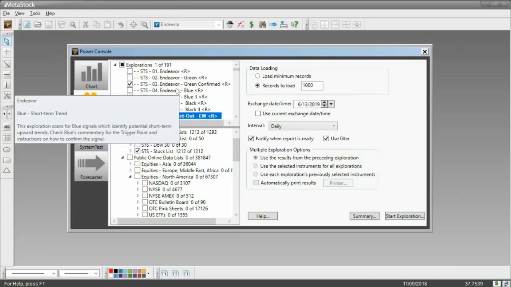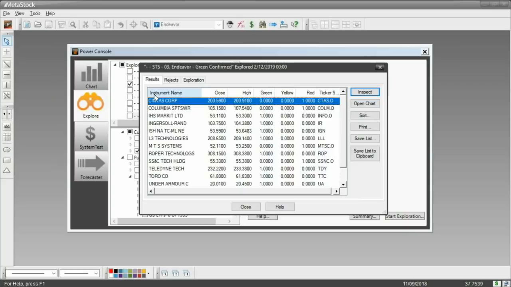Let's come up here. I'm going to right click and show this report. And this is what it would look like. So I've backdated this report because this is the green confirmation report. So if you'd like, you could have taken these stocks on the day that they show up in this report. You don't have to wait your 3 days.